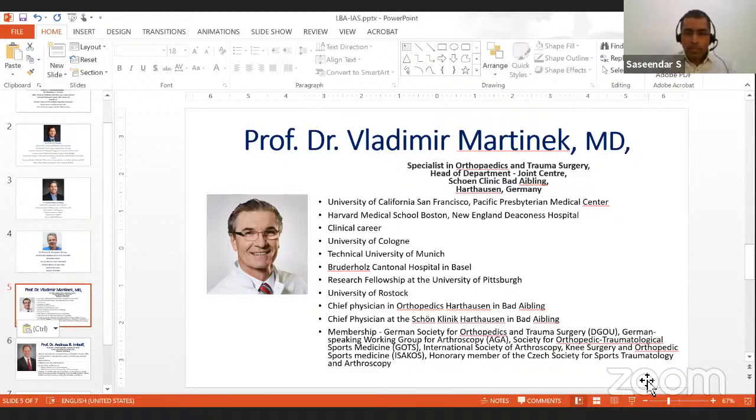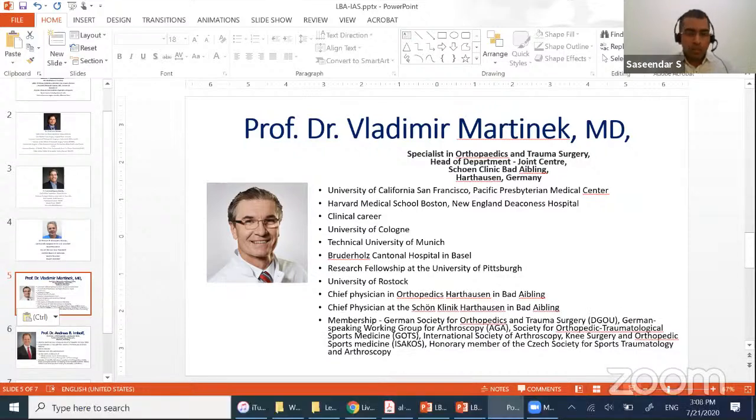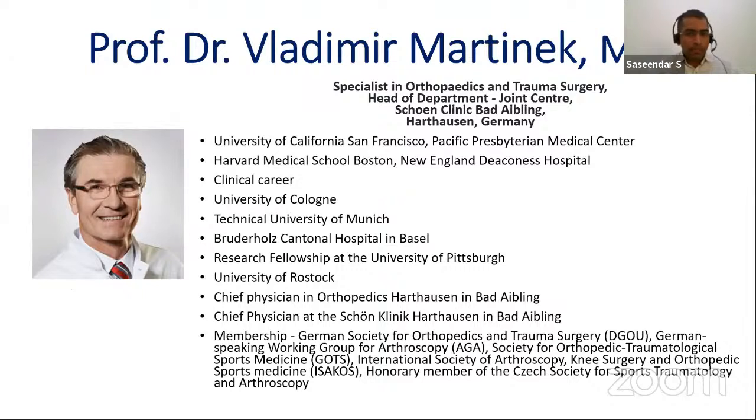Professor Martinek is a specialist in orthopedics and trauma surgery. He is head of department and joint center of orthopedics at Schön Klinik Bad Aibling in Germany. He had his training and has a lot of clinical experience at University of California, San Francisco, Pacific Presbyterian Medical Center, Harvard Medical School, Boston, New England. And he had his clinical career in University of Cologne, Technical University of Munich, Kantonsspital in Basel. He also had his research fellowship in University of Pittsburgh, University of Rostock.